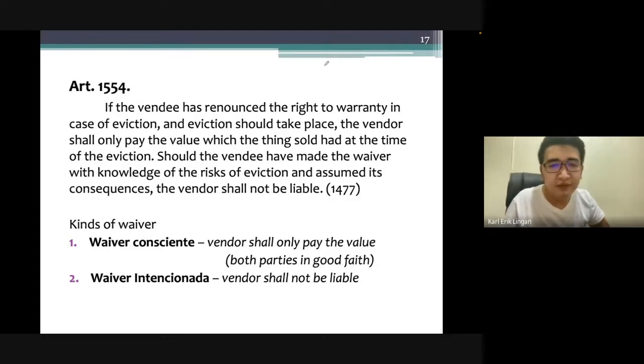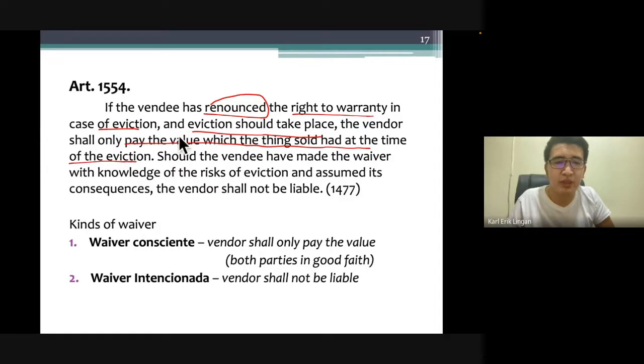Okay? Article 1554. If the vendee has renounced the right to warranty in case of eviction, and eviction should take place, the vendor shall only pay the value which the thing sold had at the time of the eviction. Should the vendee have made the waiver with knowledge of the risk of eviction and assumed its consequences, the vendor shall not be liable.